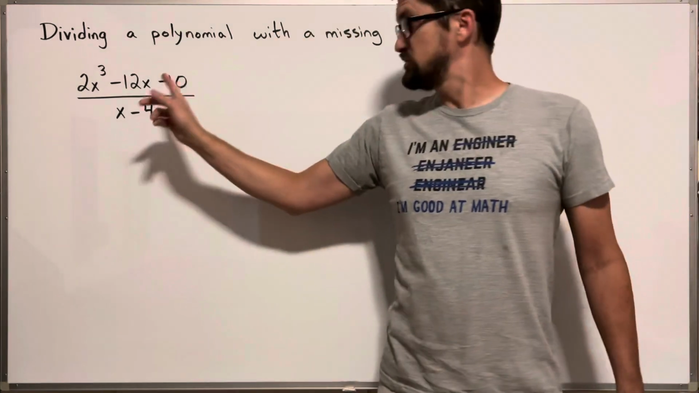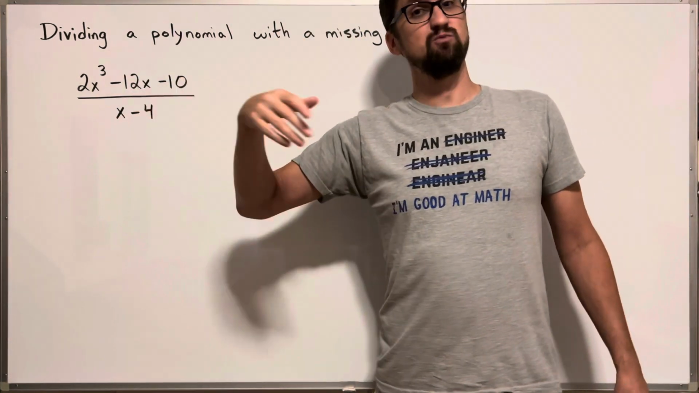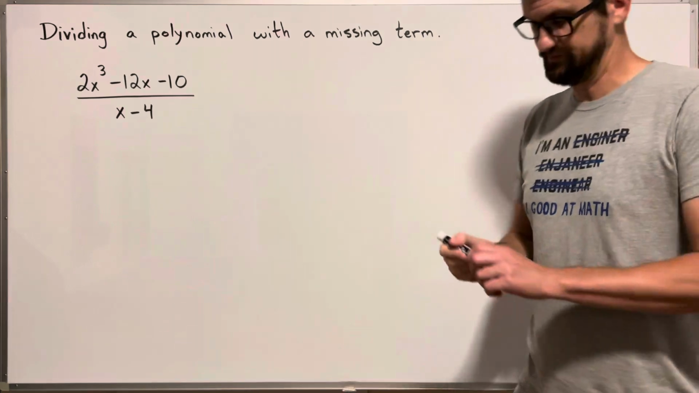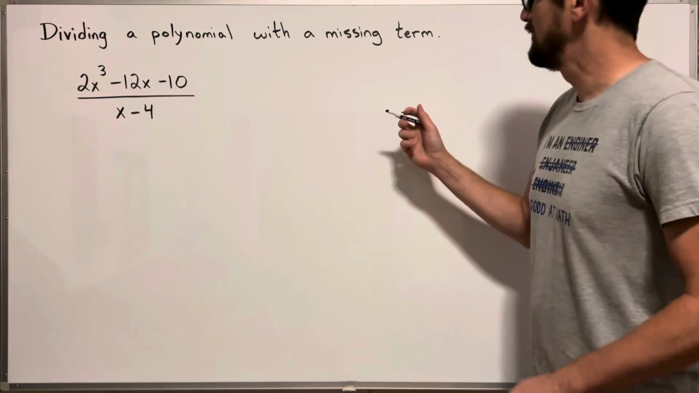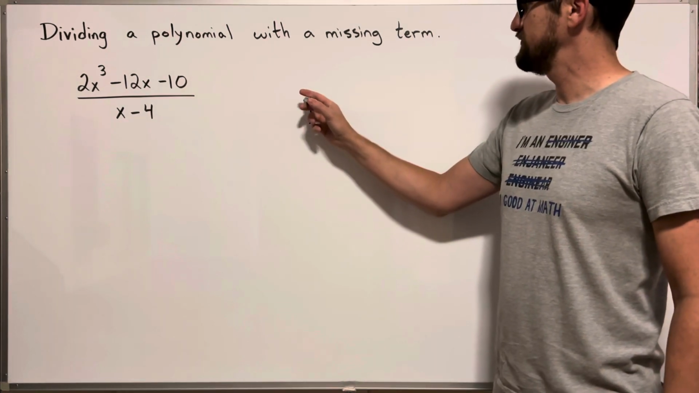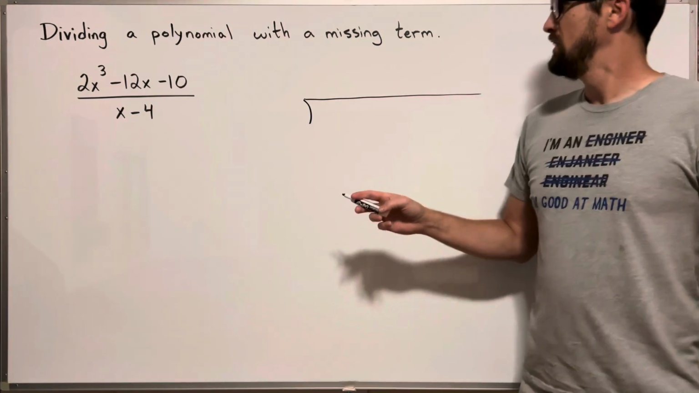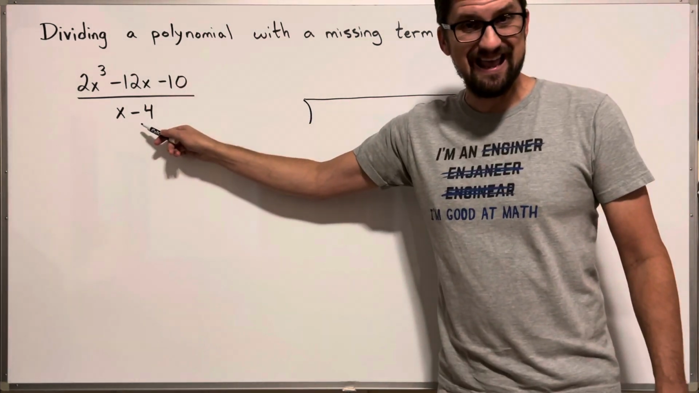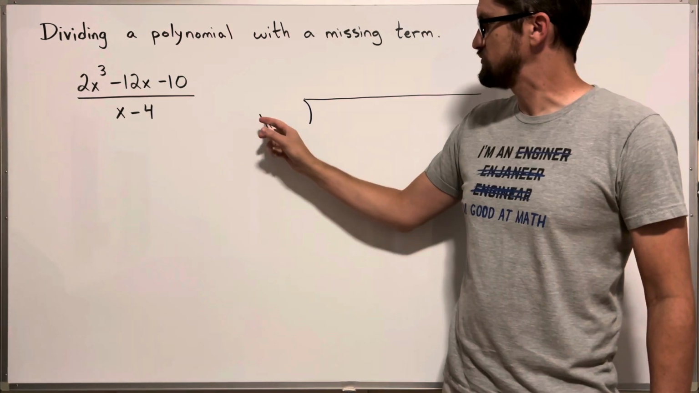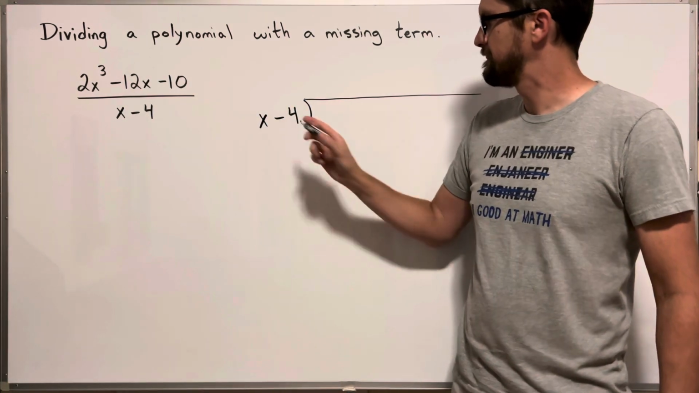So when you have a missing term like that, like the x squared term is missing, what we're going to do is use a placeholder. So we're going to use long division. You're going to start by doing a long division symbol. You're dividing by x minus 4, so x minus 4 is going to go on the outside there.